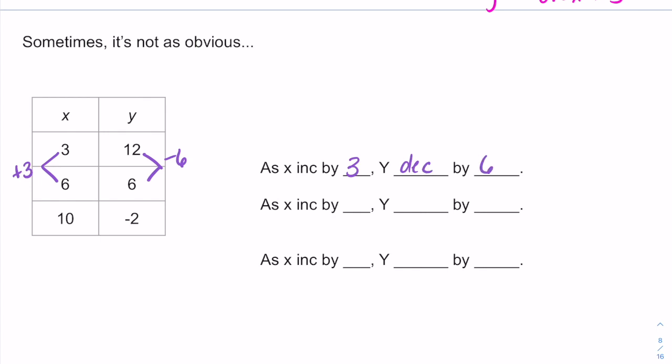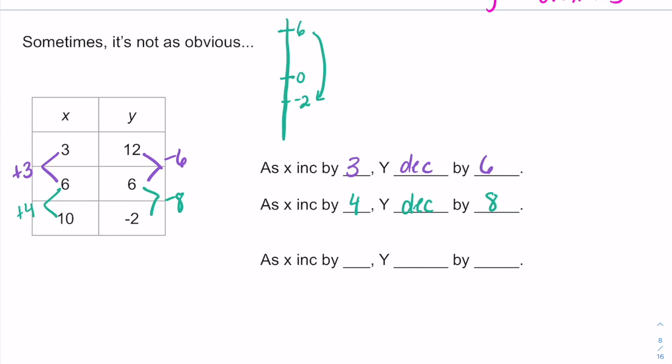And then for the second part of that table, from 6 to 10, that's an increase of 4. So we could write, as x increases by 4, and then we are going from 6 to negative 2. So I would suggest if integers are ever tricky for you, think about it like a vertical number line or a thermometer. We went from 6, there's my 0 degrees, there's my negative 2 degrees. So from 6 to negative 2, that went down 8. So it decreased by 8. So these sentences aren't the same, but that doesn't mean that there's not a constant rate of change.